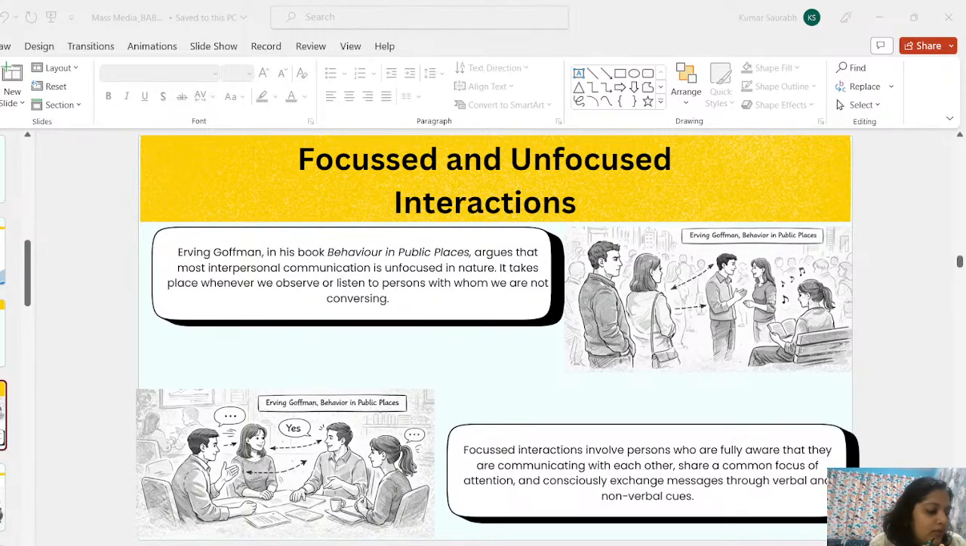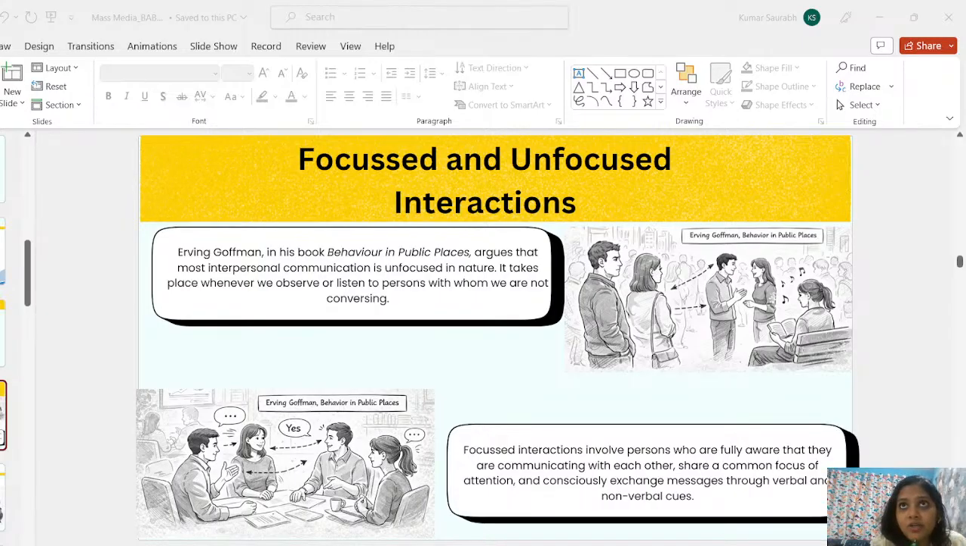Now, focused interaction, you already know: when two people are equally involved in a conversation, it is called focused interaction. When you are communicating, the other person is also listening to you, receiving the information and giving feedback, the process that I've already shared with you. So, Erving Goffman, in his book Behavior in Public Places, argues that most interpersonal communication is unfocused in nature. Focused you already know, but Erving Goffman said that mostly all communication is unfocused in nature.